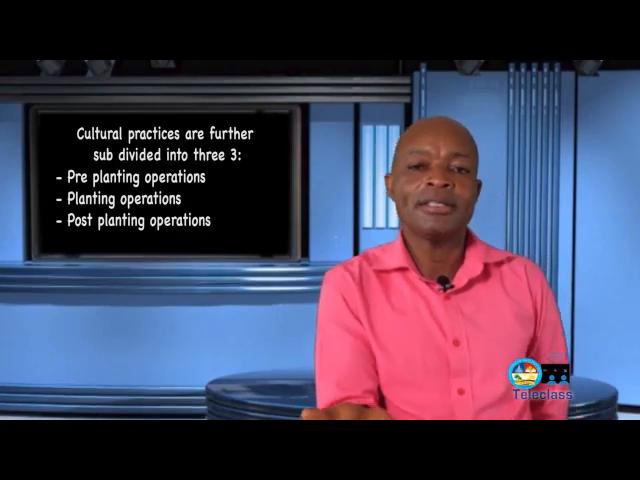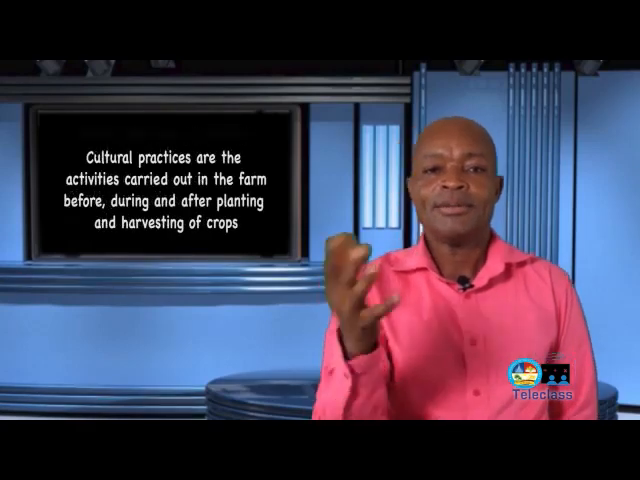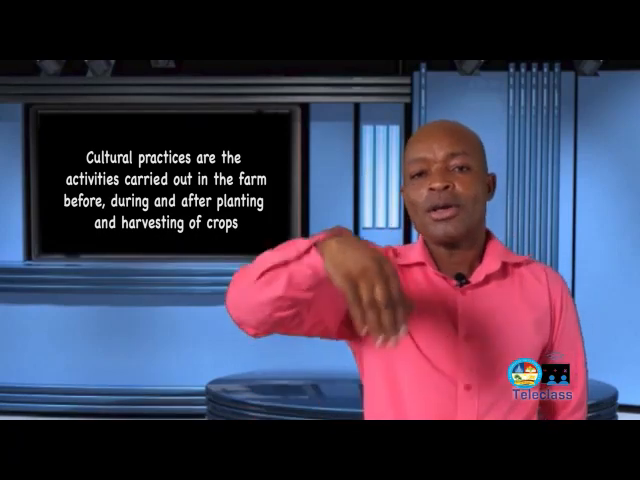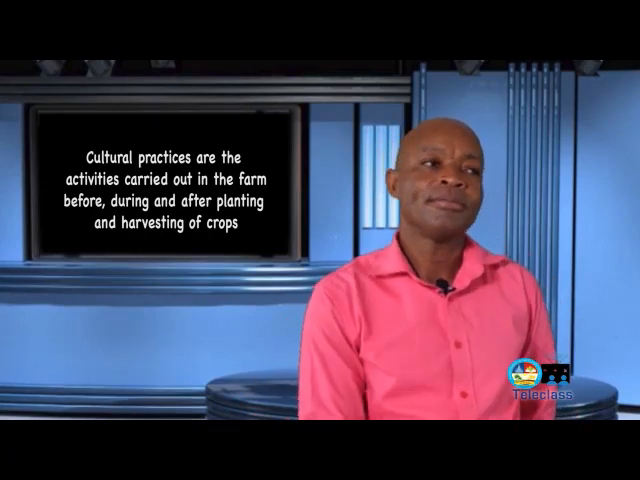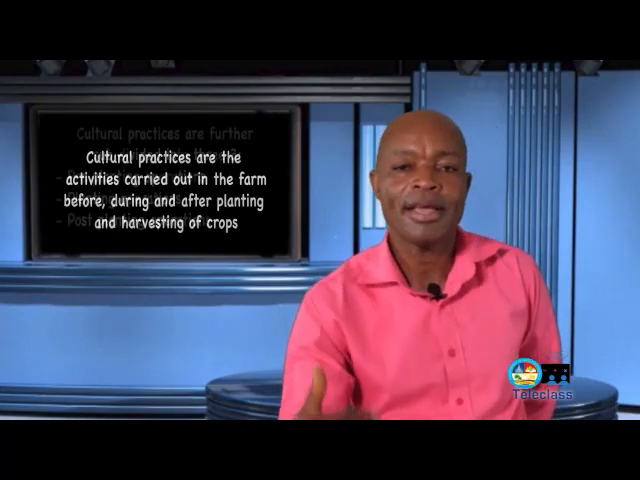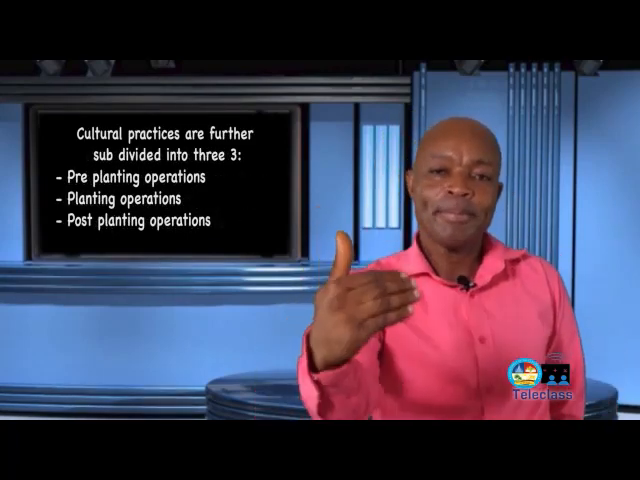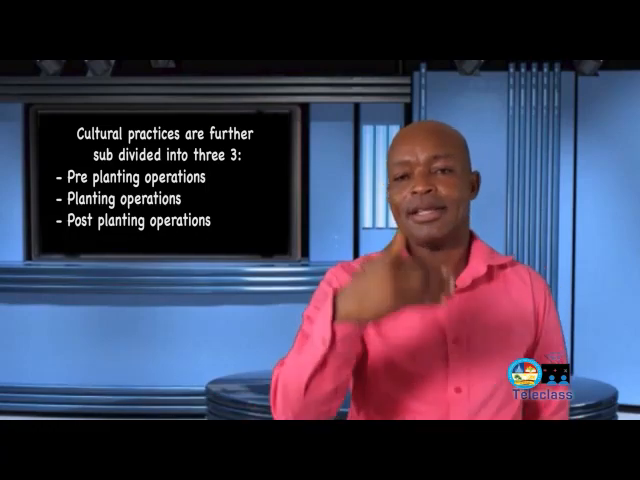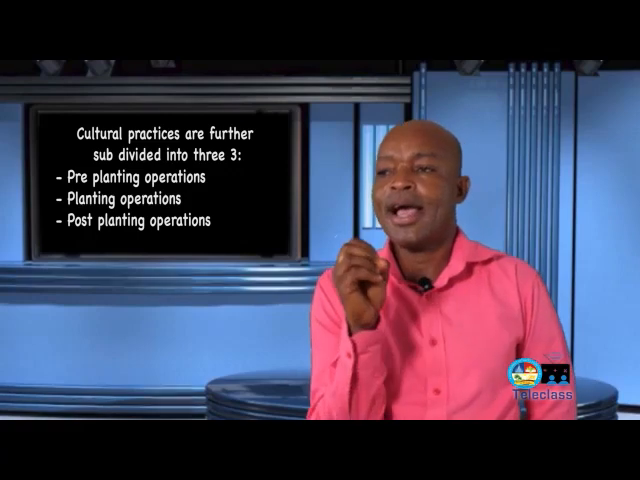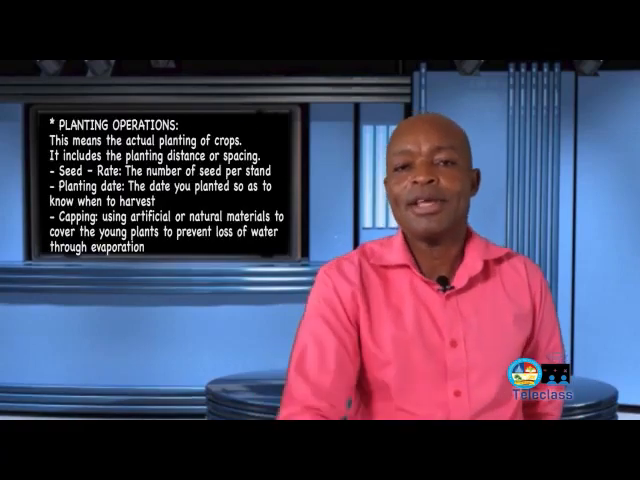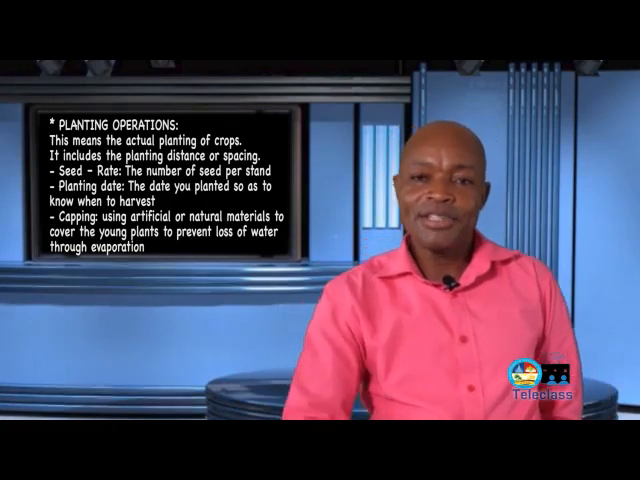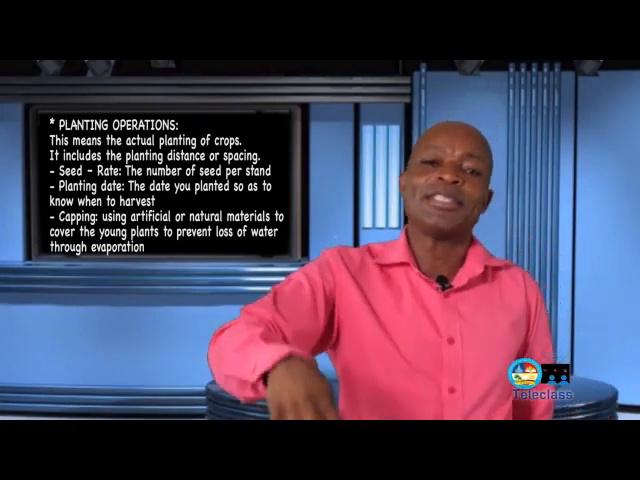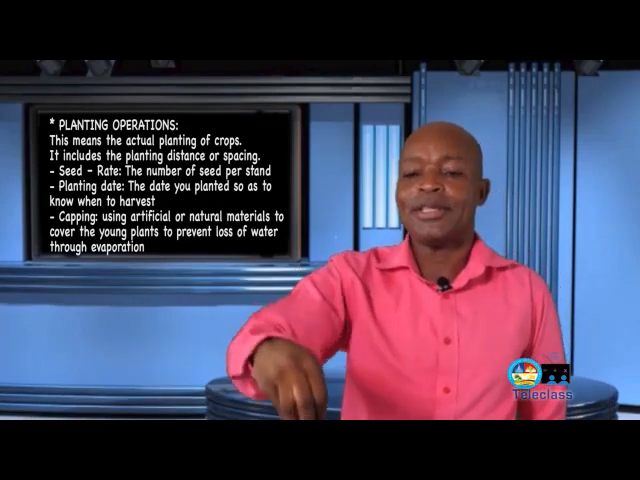Now, in a nutshell, let us summarize what I have just said. We started by defining cultural practice to mean activities carried out in the farm before, during, and after planting of crops. We highlighted the three major cultural practices to include pre-planting operations, planting operations, and post-planting operations. These are the three. We have also discussed them. I gave you instances. I know that by now you can explain the meaning of seed rate, because at times they may ask you, what are you doing in the farm? You say, I am planting. They will ask you, what is the seed rate? What they are asking is the number of seeds you are putting per stand.